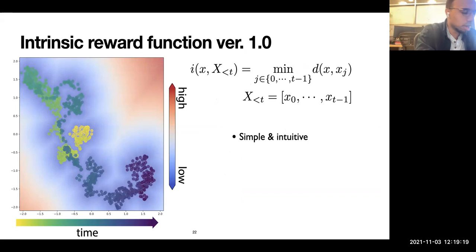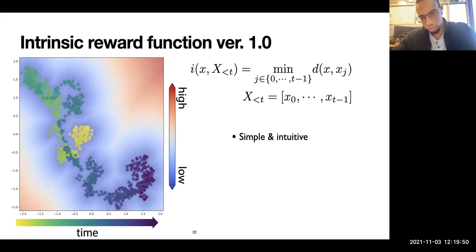Here, given the state of the agent, which we're going to denote by capital X less than t, suppose the agent visits a new state, which we're going to denote by lowercase x. We can just take the closest distance from any of the points in memory, which is denoted by this d term here. In the figure on the right, all these dots correspond to the agent's state visitation history. The closer you are to these points, the lower the reward, which is denoted by blue, and the further you get away, the higher the reward you get.